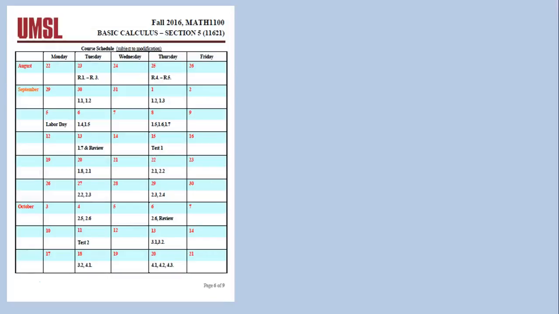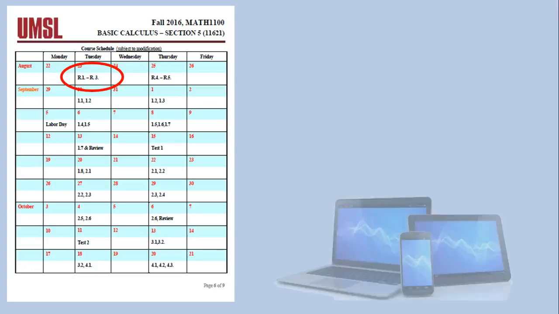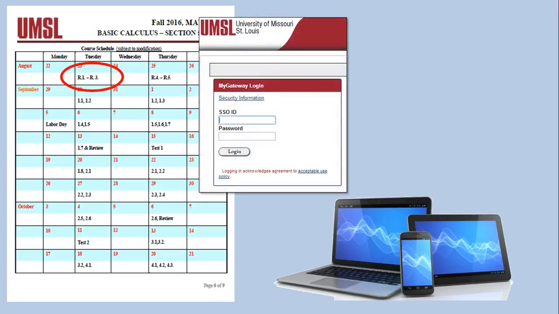So what do you need to do to get prepared for our first class day? Well, according to our schedule, we're going to be covering the first 3 review sections on our first class day. So you need to get your device out, log onto My Gateway, and you will find a folder underneath the Docs and Assignments tab that says R1 through R3. In that folder, there's a link to a video that you can watch and prepare yourself for the first class.